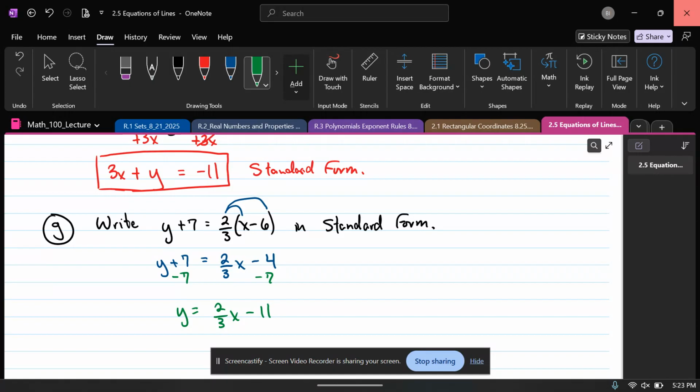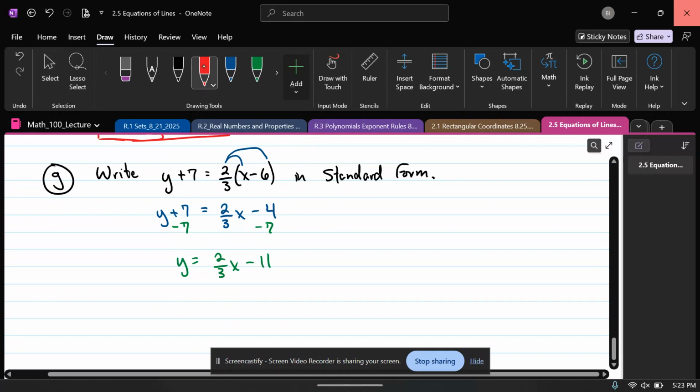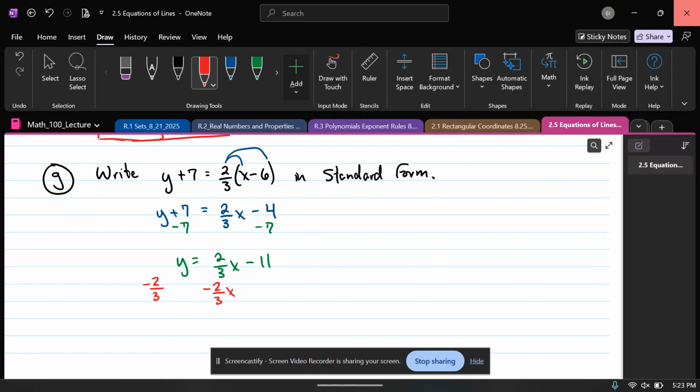So to move it into standard form, I need x and y to be on the same side before I do anything else. So I need to move that 2/3 x over there. Subtract it because it's positive. If I subtract 2/3 x, that's going to move it over there. And I'm going to have negative 2/3 x plus y equals negative 11, which is almost standard form. It violates one of my rules, though. Can't be a fraction or a decimal in front of one of the letters. So this is how we get rid of that.